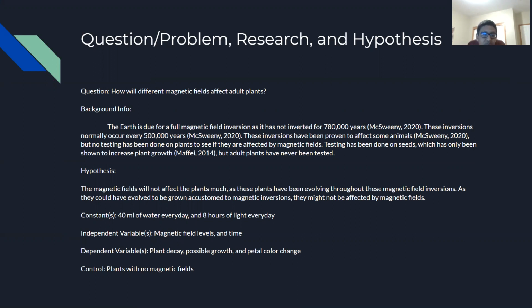So the hypothesis for the project was that the magnetic fields will not affect the plants much, as these plants have been evolving throughout magnetic field inversions, and as such, they could have been accustomed to magnetic field inversions. So constants in this project were 40 milliliters of water every day for each plant, 8 hours of sunlight each day for every plant. The independent variables were magnetic field levels and time. The dependent variables were plant decay, possible growth, and petal color change. And the control group was plants with no magnetic fields in them.